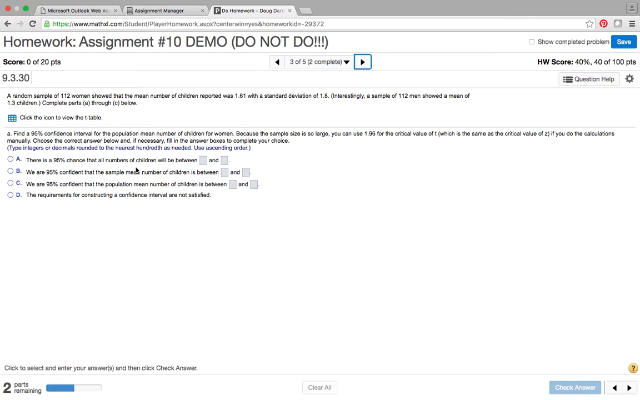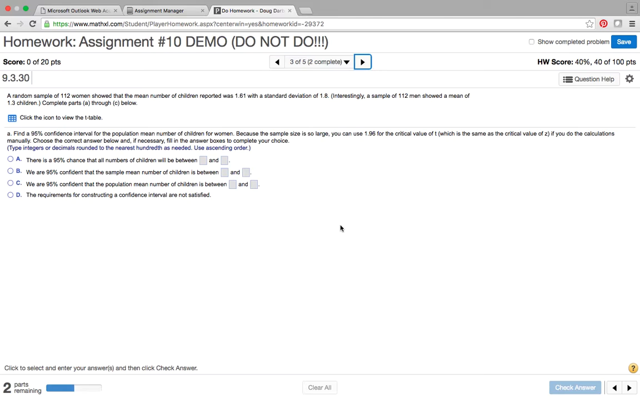A random sample of 112 women showed that the mean number of children reported was 1.61 with a standard deviation of 1.8. Interestingly, a sample of 112 men showed 1.3 children. Well, I don't think that's anything that's interesting because we know that samples vary from sample to sample. So to see that there's variation there, I don't think there's anything that's alarming. So anyway, find the 95% confidence interval for the population mean number of children for women.